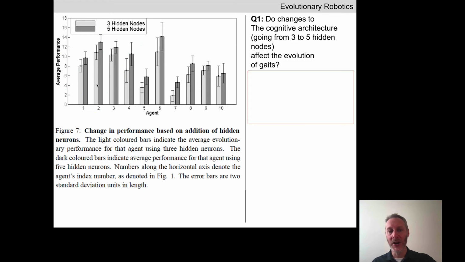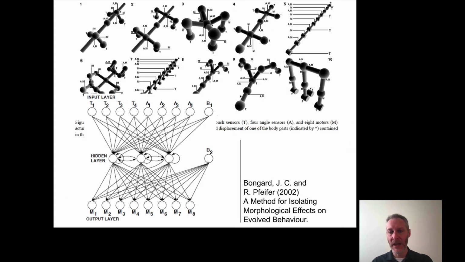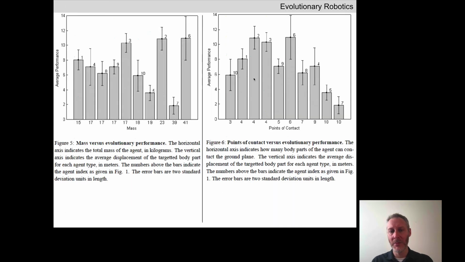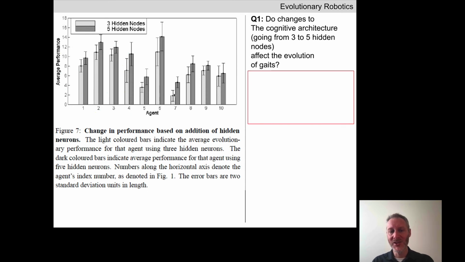You'll notice that all of the dark gray bars are a little bit higher than the light gray bars, meaning that those additional hidden neurons helped evolution discover faster moving gaits for those robots, but not always. So agent number 10 out here, the tripod robot, it didn't help very much. Robot number 9, this guy didn't seem to help very much. But for the two snakes out here, robots 5 and 7, having a bigger brain helped substantially.